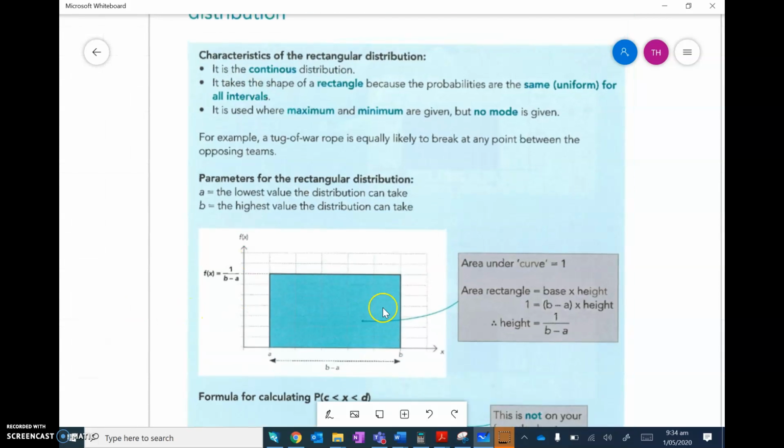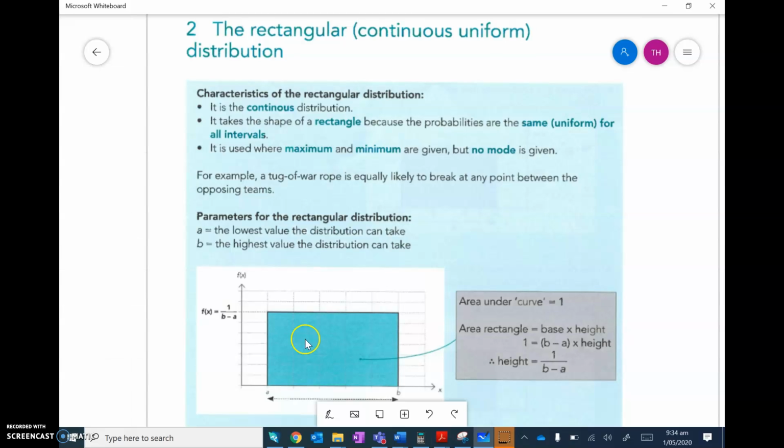So that's a little diagram of what it looks like. A few things we need to know about it. It's a continuous distribution. It takes the shape of a rectangle. So the probabilities are the same for all equal intervals. And we need a maximum and a minimum, but no mode. The next one we're going to do is triangular. It'll have a mode. You know it is a rectangular distribution if they give you a maximum and a minimum and no mode. They might say everything's equal chance of happening, but it's key that there's no mode.